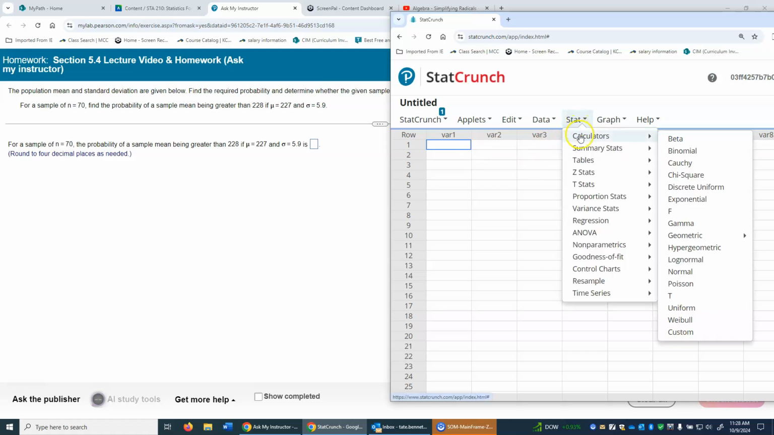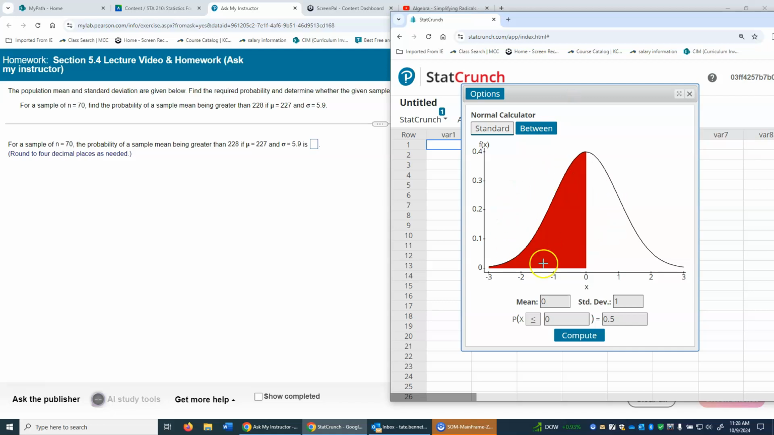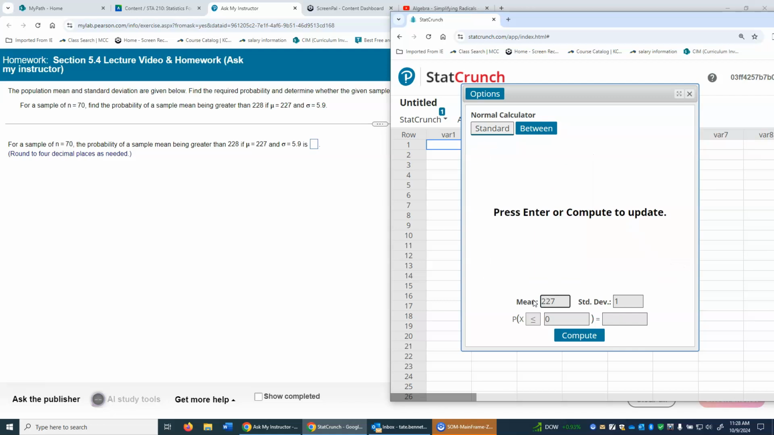I'll show you. You can use a normal calculator in StatCrunch to do this. So you go to Stat Calculators, and they've got something called the normal calculator. I kind of like it because it gives you a nice visual picture. So the population mean is 227. If you read the section, it tells you that the sample mean will be the same, so it would be 227. Now we need to enter the standard deviation. The standard deviation's not going to be the same as the population standard deviation. If you look at the section, it gives you a formula for that.